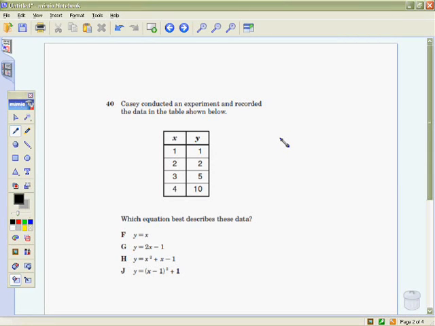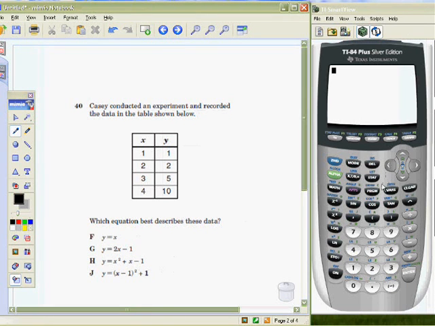Casey conducted an experiment and recorded the data in the table shown below. So we have a t-chart with x and y values. Which equation best describes these data? Now on the TAKS test, as you know, you can use the TI-84 graphic calculator. And since you're able to use that, you might as well know how to use it well.